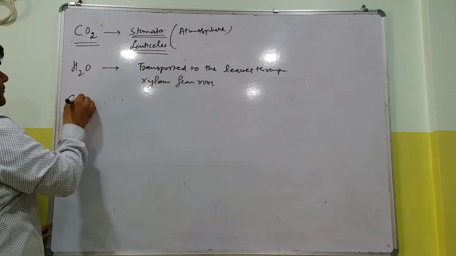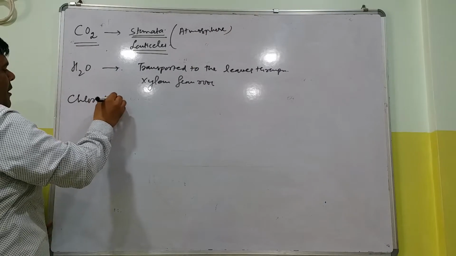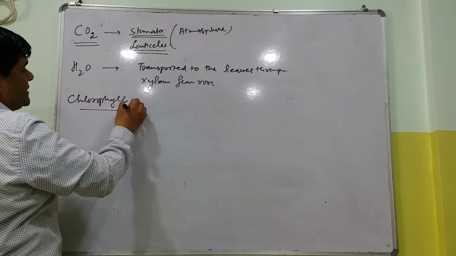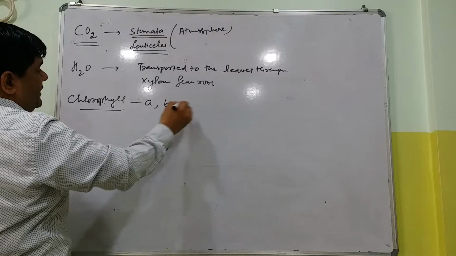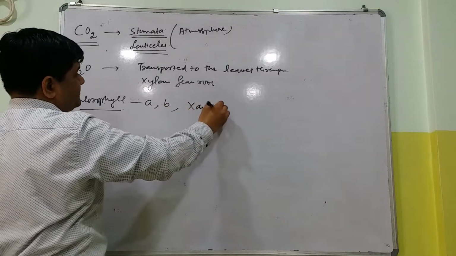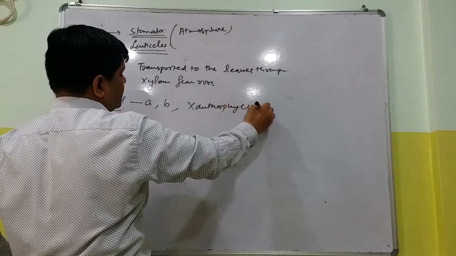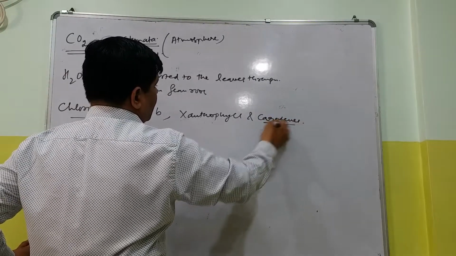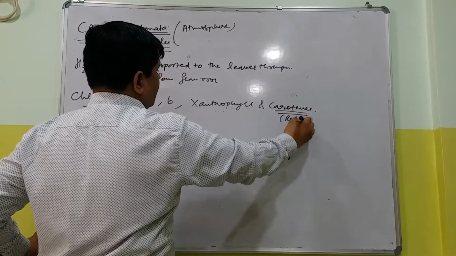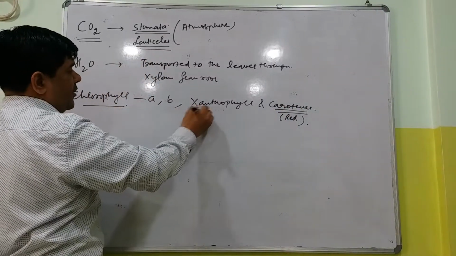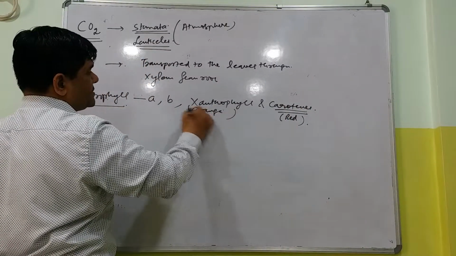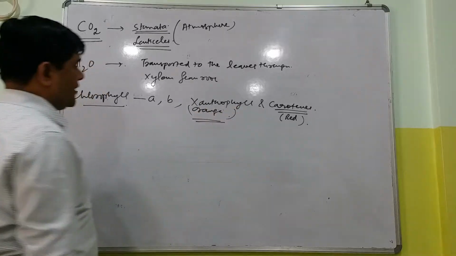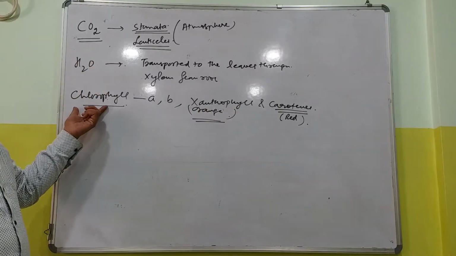Then chlorophyll. There are pigments like chlorophyll A, chlorophyll B, xanthophylls and carotenes. Carotenes are red in color, and these are orange and yellow colored pigments. Xanthophylls and carotenes help in photosynthesis.